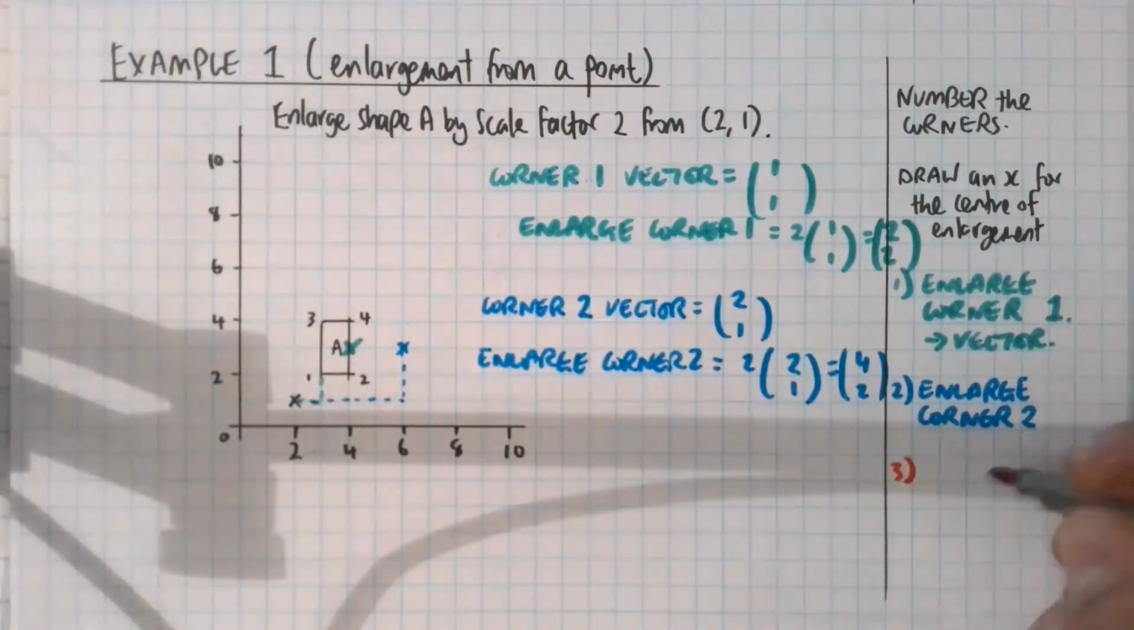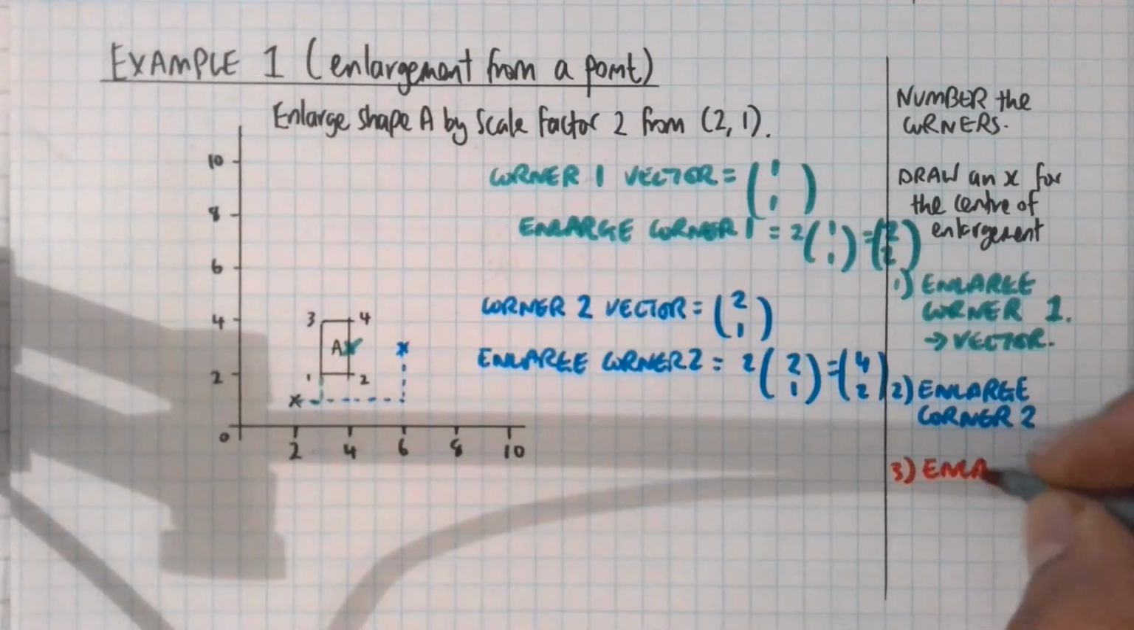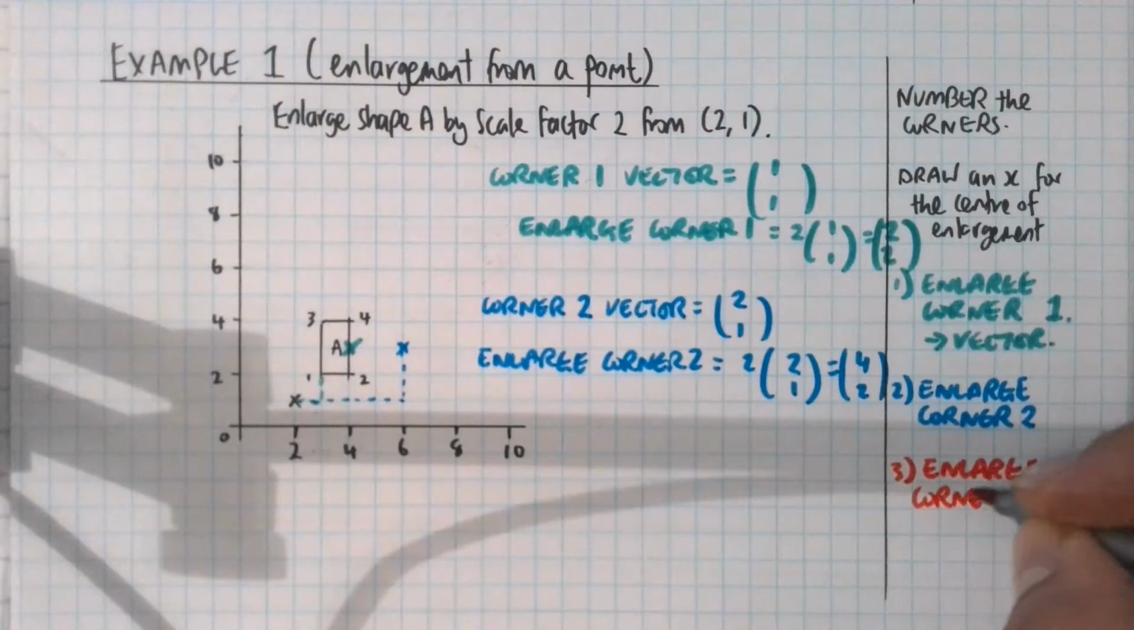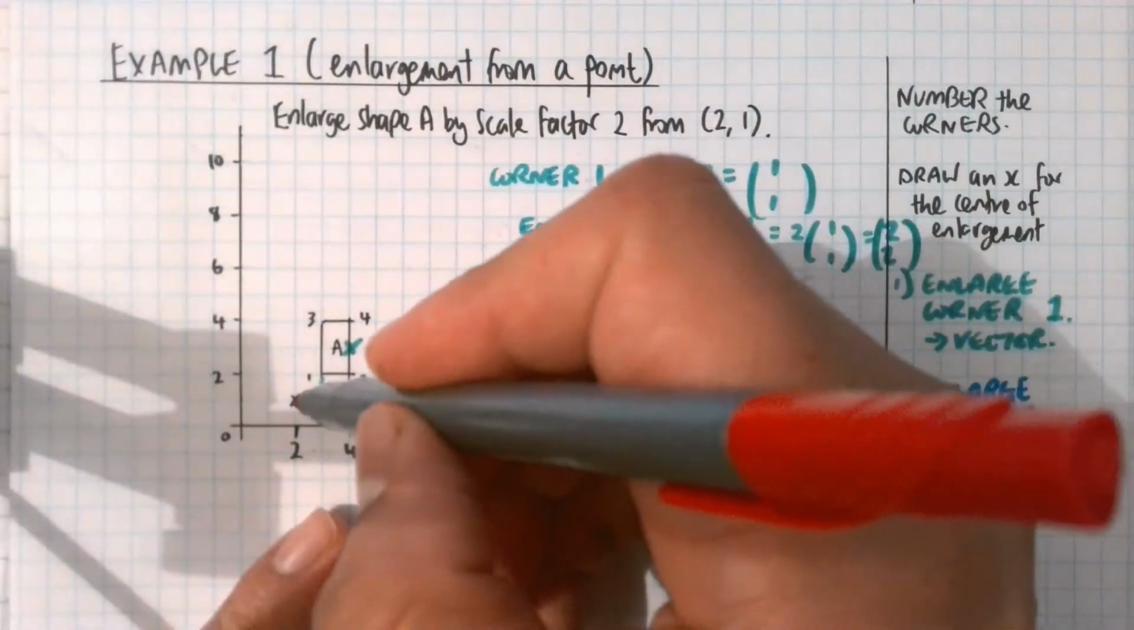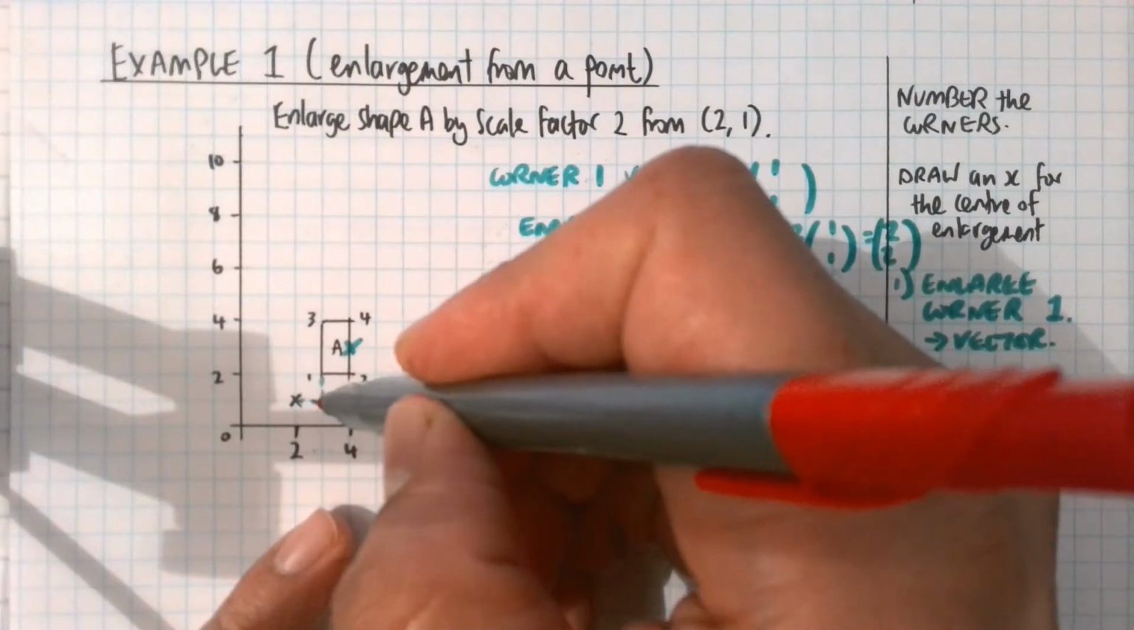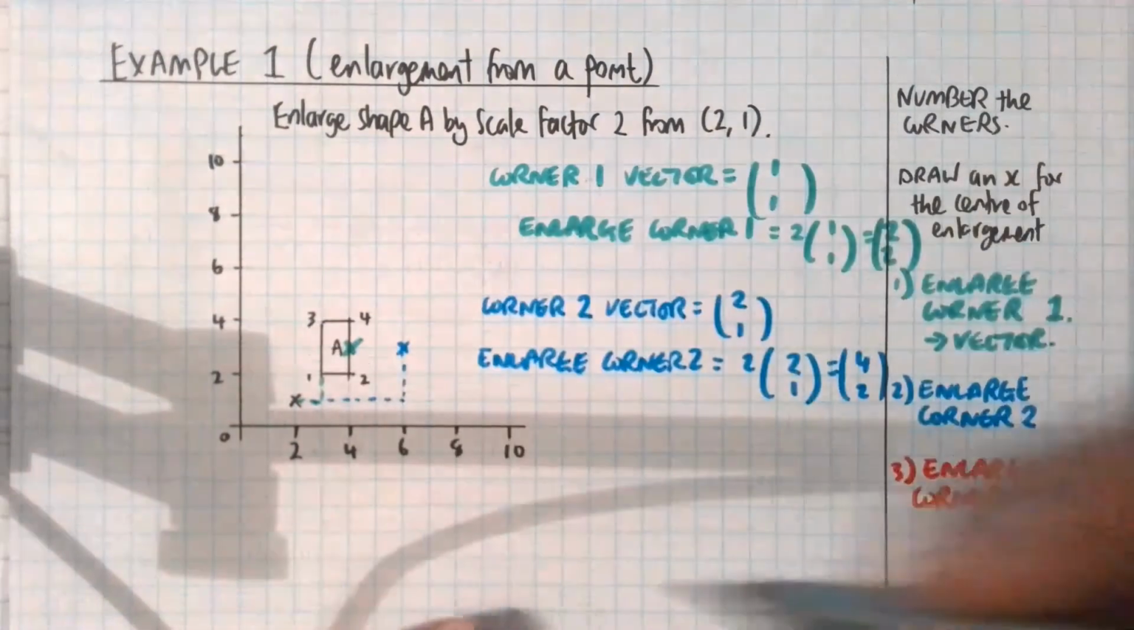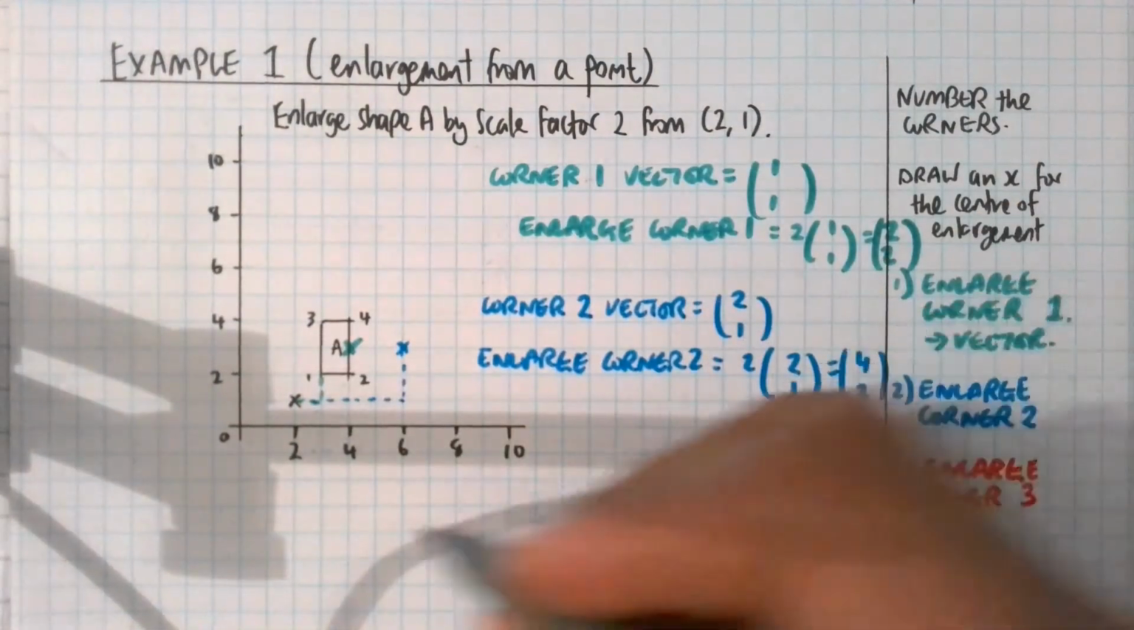We need to work out 2 more. Some of you might be able to see where the other 2 are going to be placed, some of you might not. So I'd encourage you guys to just continue with the method. So enlarge corner number 3. So I'm going to get the vector from the center to corner number 3. So it's 1 across and 3 up. So corner 3, or the vector for corner 3.